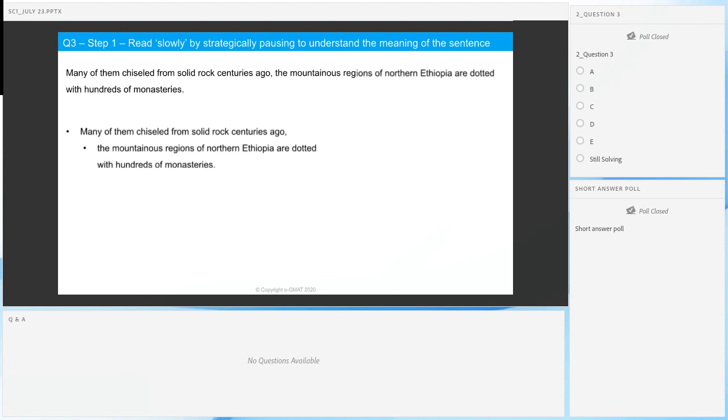Okay, so what is the sentence saying? Many of them chiseled from solid rock centuries ago. How many of you, when you read the word chiseled, could you understand the meaning, or could you relate it to something, or that word helped you in understanding the meaning of the sentence? How many of you would say that, yes, the word chiseled helped me really understand what was going on in the sentence? Could you visualize? You see, so many of you.